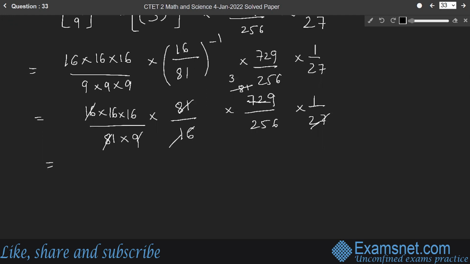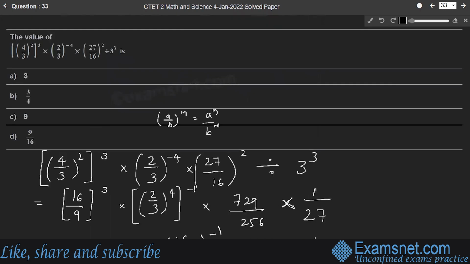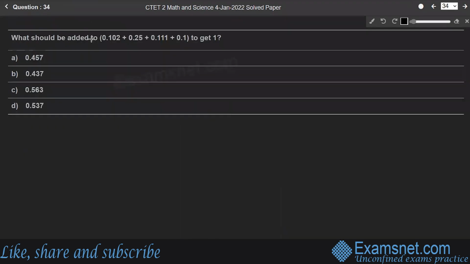Here 16 into 16 is 256. Here in the denominator 256, we can cancel both. So the remaining is 3. So the value of the given 4 by 3 whole square to the cube so on is equal to 3. Question number 34. What should be added to 0.102 plus 0.25 plus 0.111 plus 0.1 to get 1?